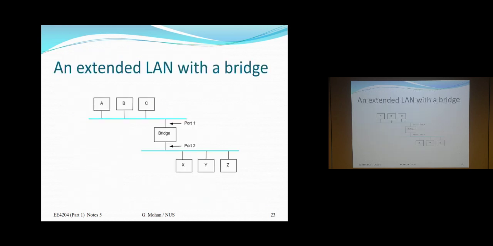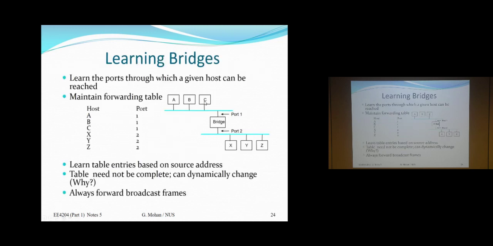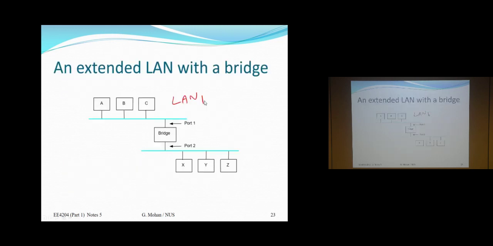Now look at this. There is a local area network, LAN 1, which has A, B, C connected to it. There is another LAN 2 where X, Y, Z are connected. These are the two LANs, but these two LANs are connected by a switch or bridge.